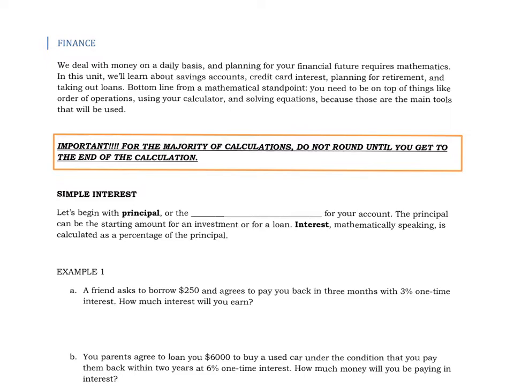So for the majority of our calculations, we're not going to round until we get to the end of the calculation, because your rounding will get compounded multiple times, so the error will be compounded multiple times. So that's why we wait, and that's also why we want to be on top of things with the use of our calculators.